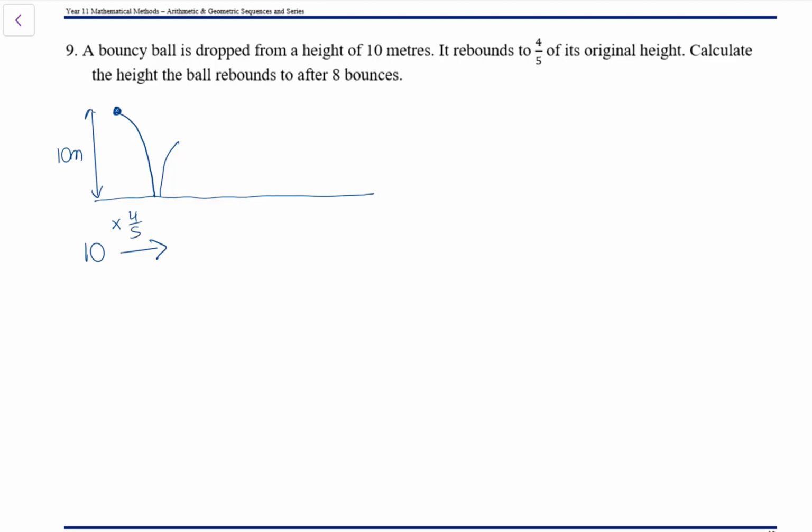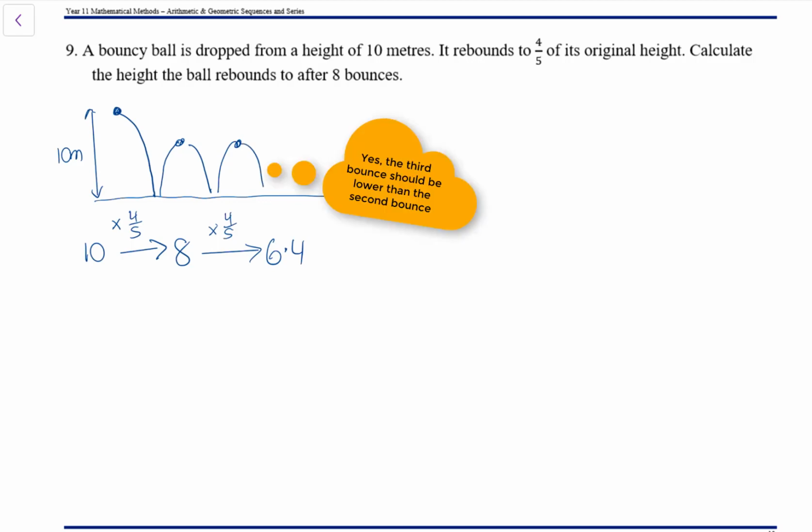So if you go 10 times 4 over 5, you will get 8. And then it's going to rebound again by 4 over 5. So if you times by 4 over 5, you get 6.4. So you can see what's happening. This ball just keeps rebounding. Okay? So the key is to know what term you want. It says calculate the height of the ball after 8 bounces.